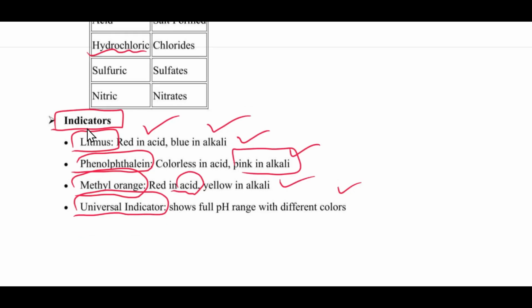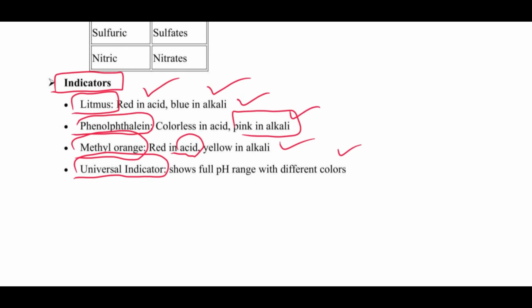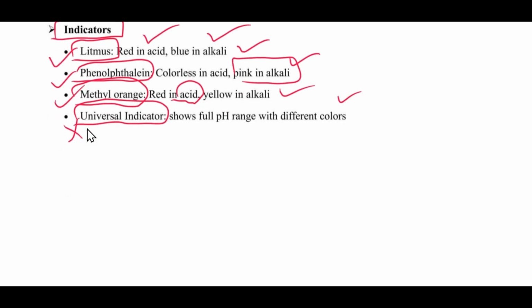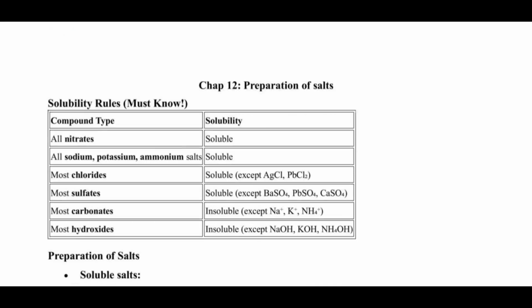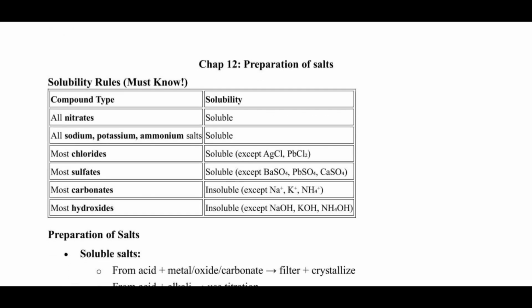Universal indicator. Universal indicators are the indicators that show you the full pH range of the acid or alkaline solution with different colors. So it will not come in your exam. Usually these are the three main indicators that will appear in your exam, and you have to choose the color. So memorize these colors so you can get one free mark, because at least one question will be related to the color. Now let's see chapter 12, preparation of the salts.